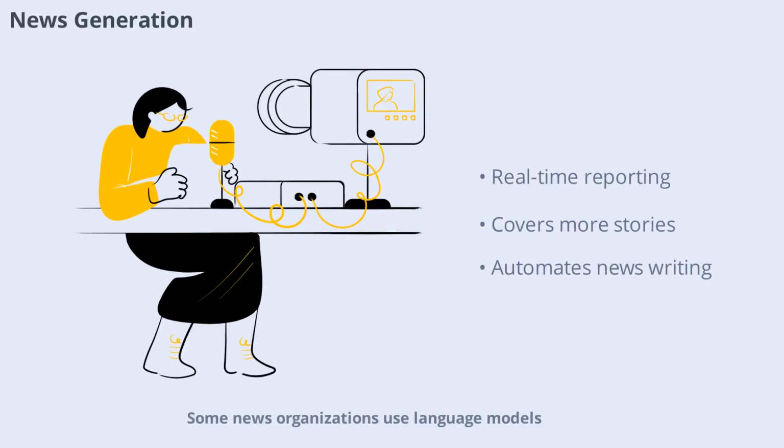Some news organizations use language models to generate reports on financial markets, sports, and weather. These systems can quickly turn raw data into readable articles, keeping audiences informed in real time. Automated news generation helps media outlets cover more stories and respond rapidly to breaking events.